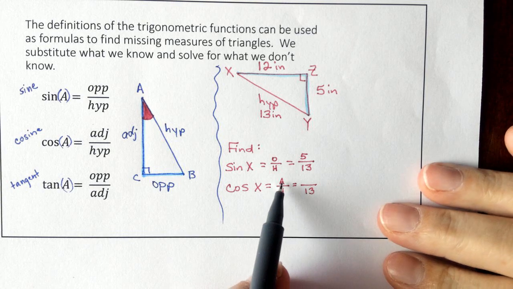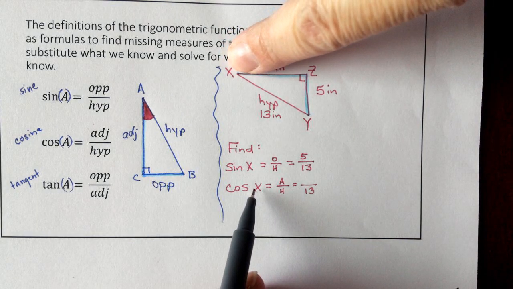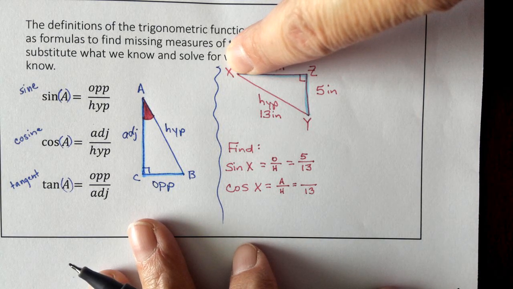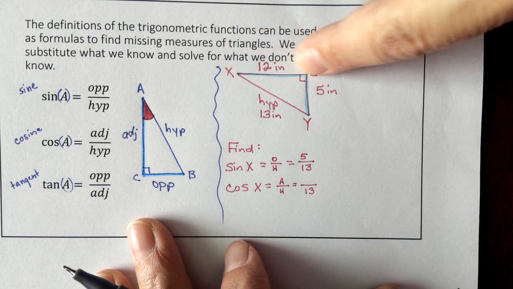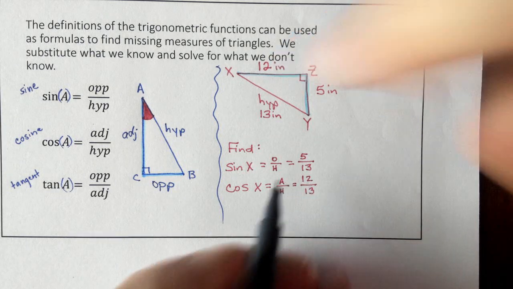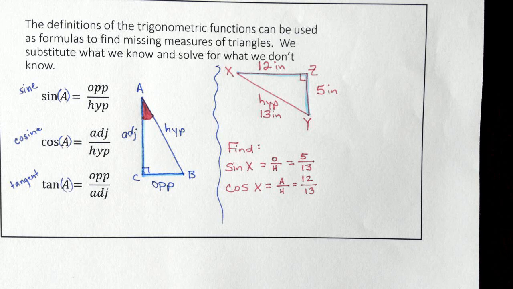Now, the adjacent leg depends on the angle. I'm using angle X. So the adjacent leg is the leg, not the hypotenuse. It's the leg that's attached to X. So follow X out this way. This is the leg we need. It's 12. So the cosine of X is 12 over 13. We're finished. All we're doing is writing a ratio.